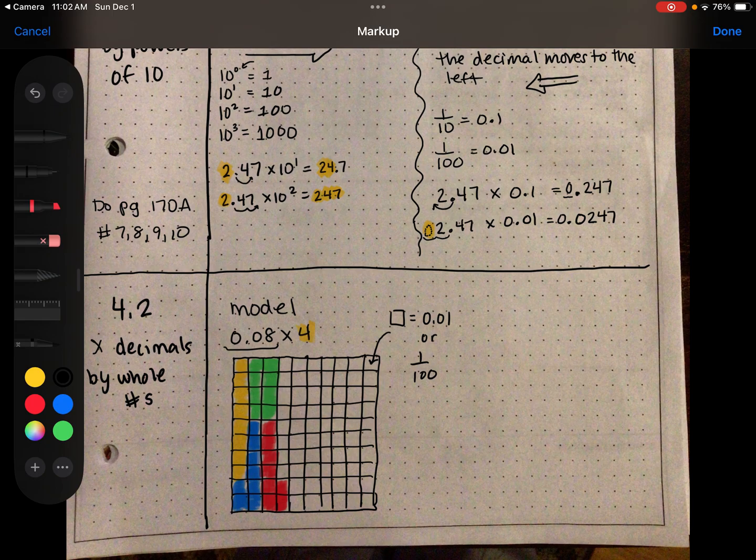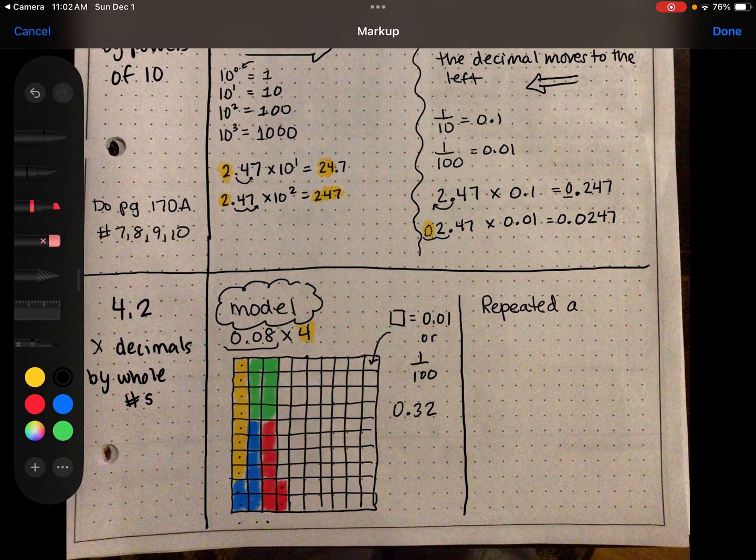So now I have 4 groups of 8 hundredths, and to figure out the answer for this, I just count up the boxes because each box is 1 100th. I can either go 1, 2, 3, 4, 5, 6, 7, 8, 9, 10, 11, 12, or I know that every column is a 10, and I have 3 columns, so this would be 10, 20, 30, and I have 2 more left over, so this would equal 32 hundredths. Now that's the first strategy.